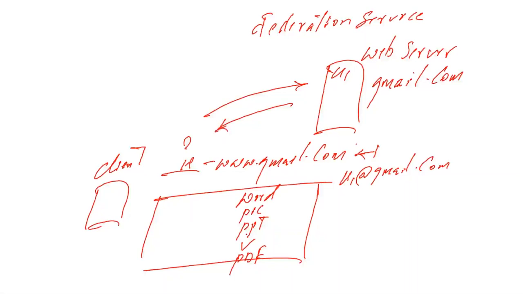Then the user can access this content. The user can access this page. So the page is protected over the internet. Unknown people cannot access. Only known users can access.